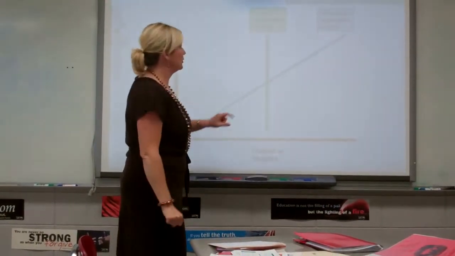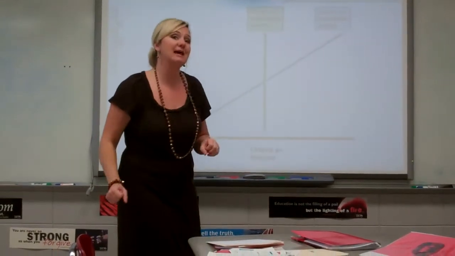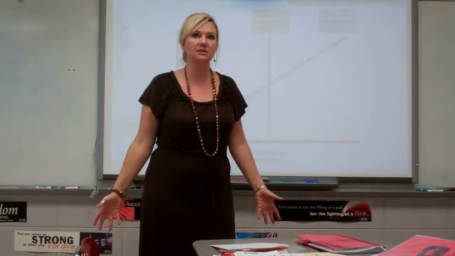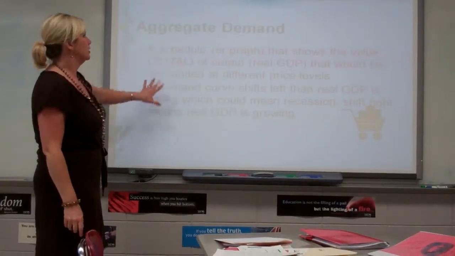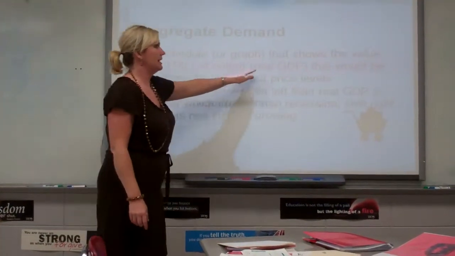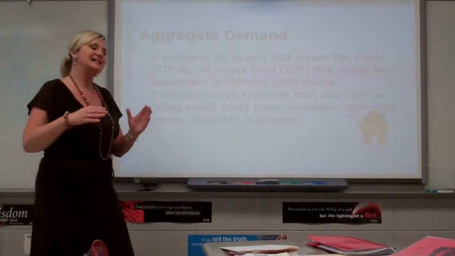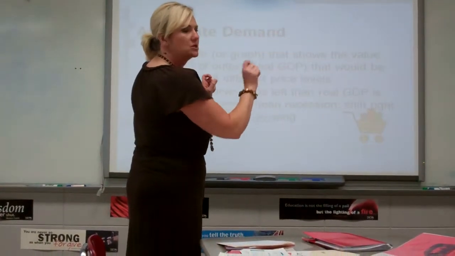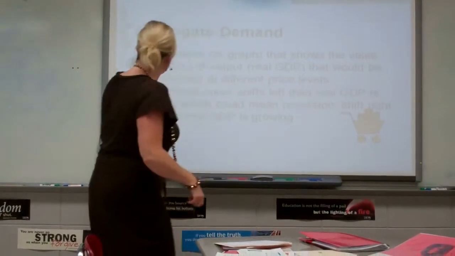So if I see something labeled S, I know that's supply of one given product or service. But if I see it labeled as AS, it means the supply of all goods and services, aggregate supply within a certain area, and for the purpose of this lesson, it's within the United States. Look at aggregate demand. It's a schedule or graph that shows the value total of output, our whole GDP, that would be demanded at different prices and levels. Again, it's a demand curve, but instead of labeling it D, you label it AD, which means aggregate demand, which means simply all demand for all goods and services.